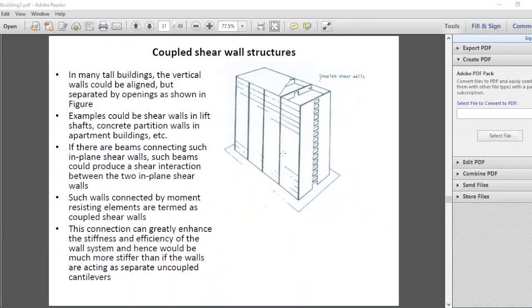Now we look at the next variation, and that is called coupled shear walls. So when you have two shear walls side by side, you can connect them, and depending on the stiffness of the connecting member, you can improve the performance of the shear walls.